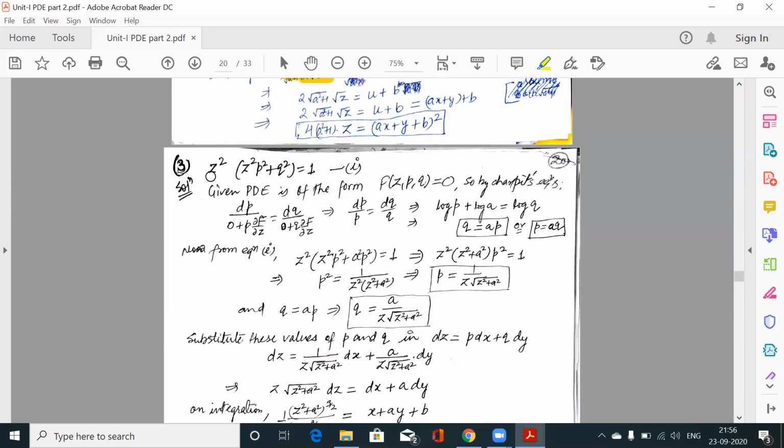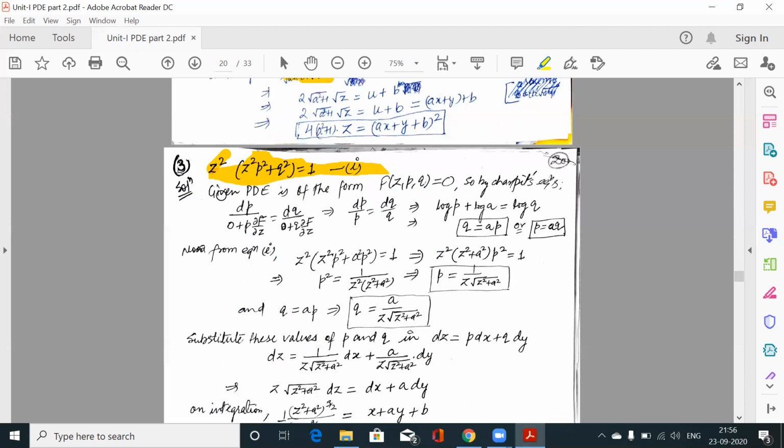Now, there's one more question: z square plus p square q square is equal to 1. Again, this is in standard form 2, because it has z, p, q. It does not have x and y variables. So it does not contain any term which is x or y.